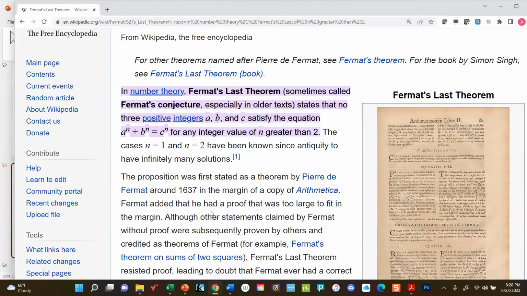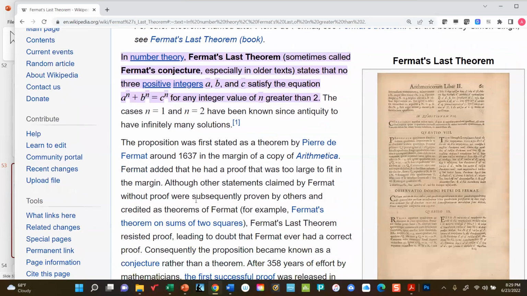There it is. This is it. The proposition was first stated as a theorem by Pierre de Fermat around 1637 in the margin of a copy of Arithmetica. He added that he had a proof that was too large to fit in the margin. But if he wrote it down somewhere else, it was lost. Nobody was ever able to find it.